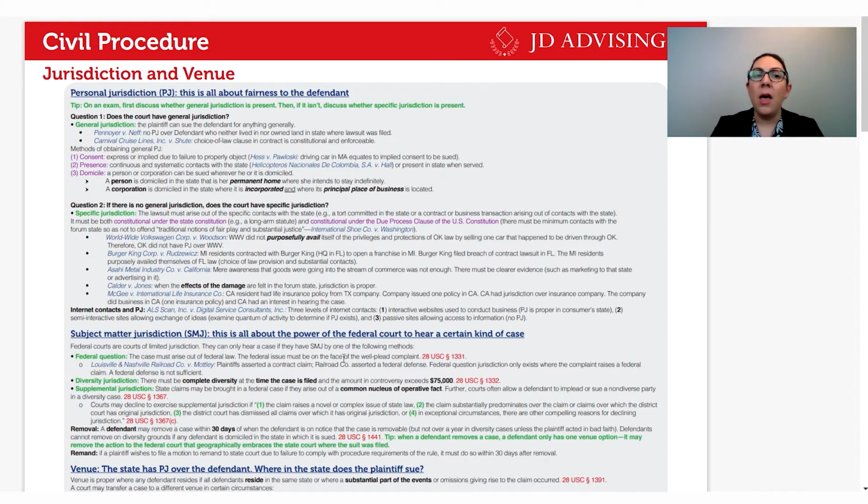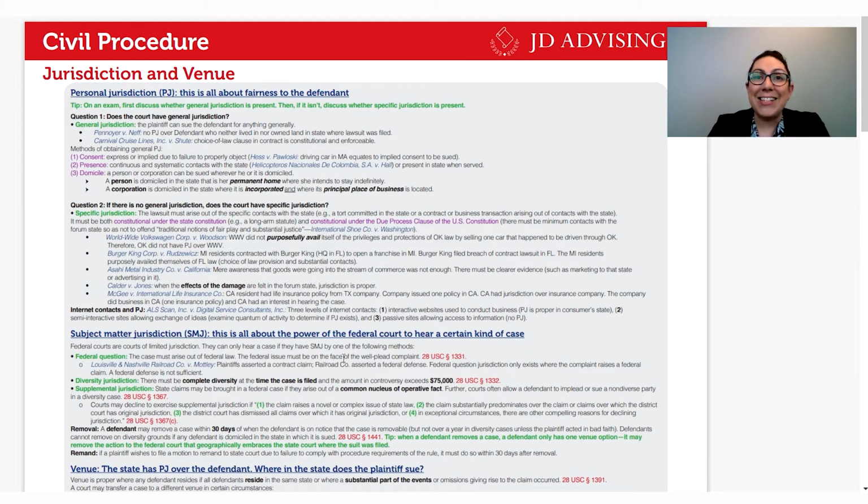Another case you're likely going to look at is the Burger King case. So in this case, it was actually a Michigan resident. So there was a man in Michigan who contracted with Burger King, which at the time had its headquarters in Florida, to open up a Burger King franchise. This man had never been to Florida. He never visited Florida. All of his transactions were done electronically with the headquarters in Florida. He signed the contract in Michigan, but he had this contract with this company headquartered in Florida.